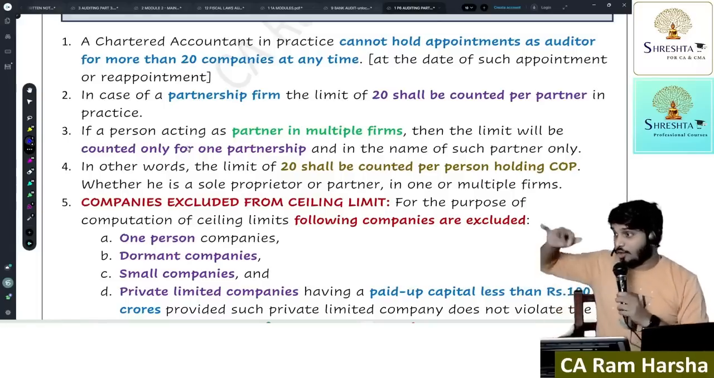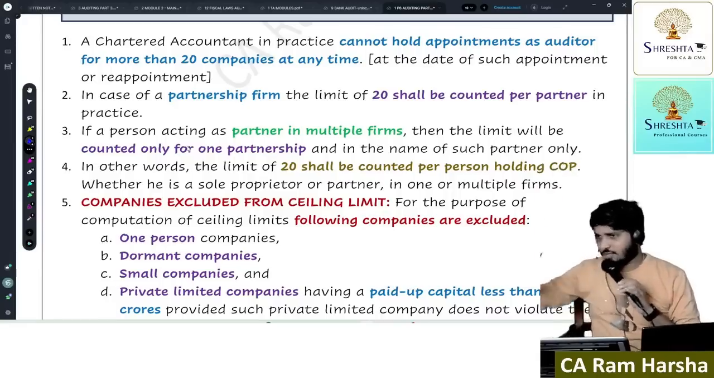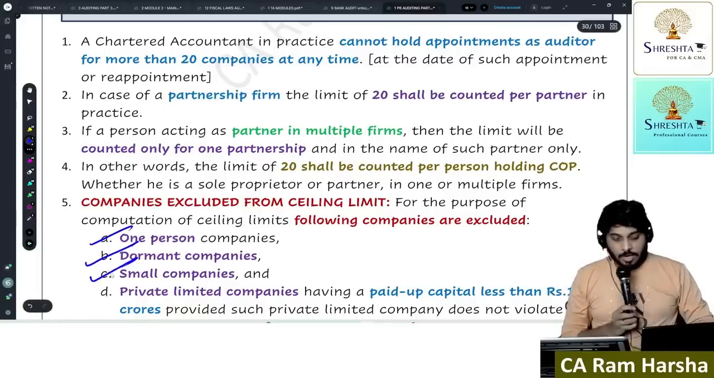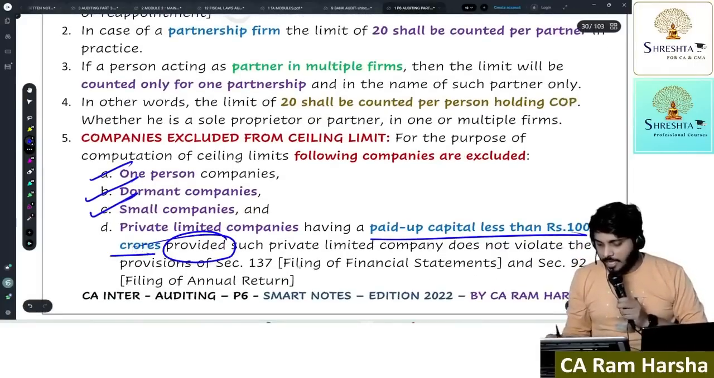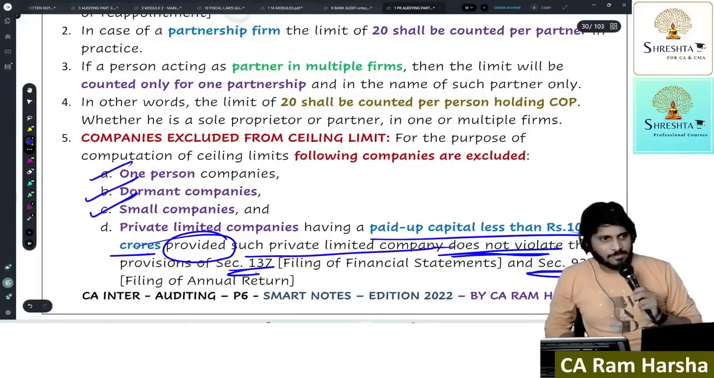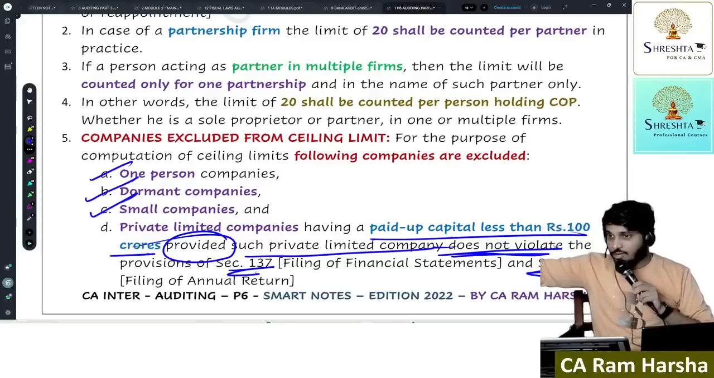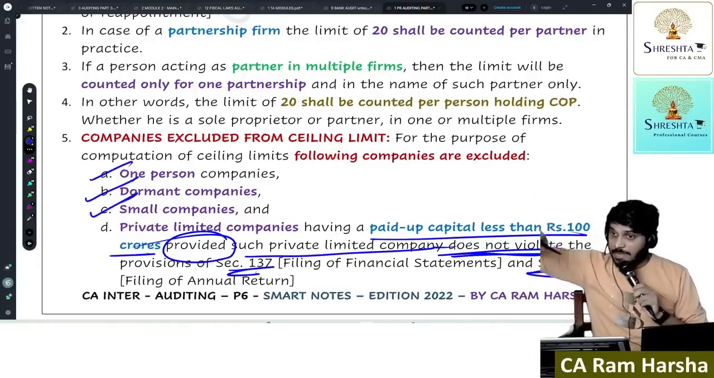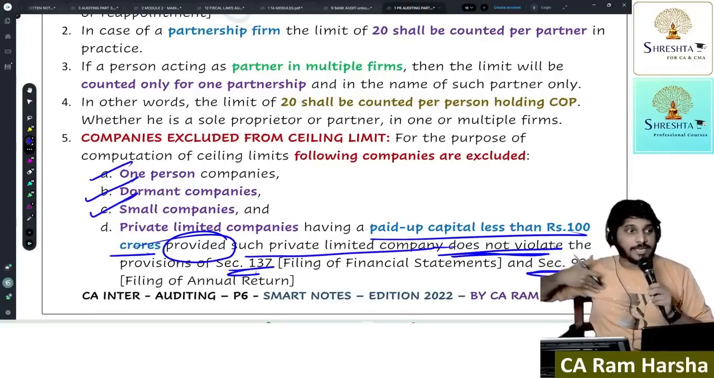However, for the following companies, any number I can audit. The 20 limit does not apply for the following companies. Which companies? One percent dormant small company, or a private limited company having paid up capital less than 100 crore, provided such private company does not violate section 137(92). If a private limited company does not violate those sections under company law provisions, getting it, and has paid up capital less than 100 crore, for that kind of private companies, any number of companies I can audit.